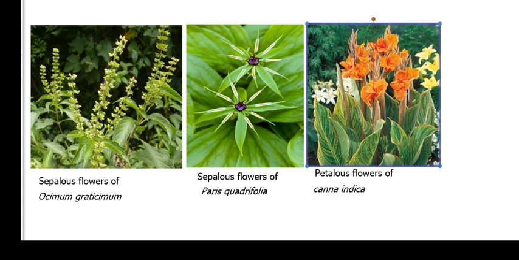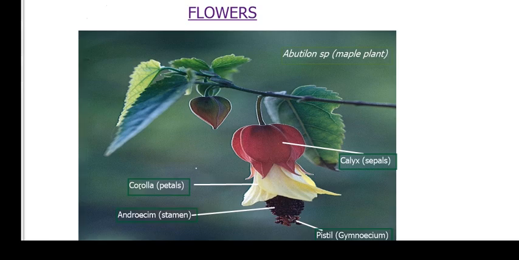But if you look at the flower of Canna indica, the Canna indica is petaloid in nature. Why? Because both the calyx and the corolla are brightly colored. When calyx and corolla are brightly colored, then the flower is said to be petaloid. Like in the case of this Abutilon species, you can see it can also be said to be petaloid. Why? The calyx or sepal is reddish in color, which is a bright color, helping attract pollinators as well. Then you see the corolla is also brightly colored. Such flowers are said to be petaloid in nature.